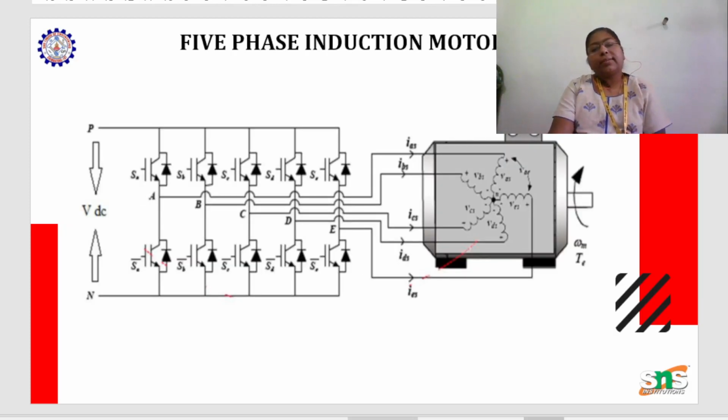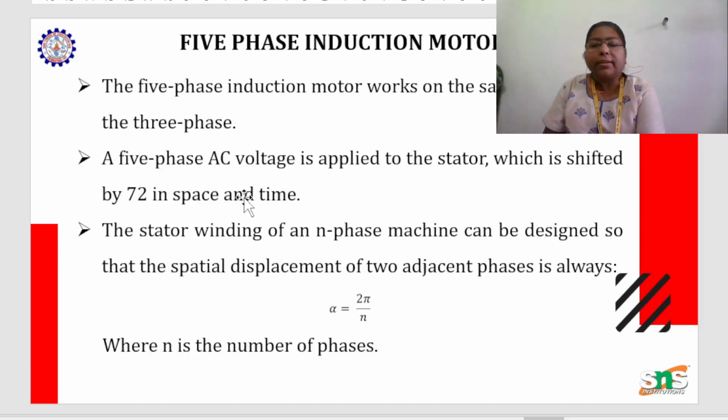This is a picture of a five-phase machine where you have a DC link voltage given to an inverter, and if you see a five-phase inverter, you see five legs, and you see a winding also of five phases. If you take up the five-phase induction motor, the operating principle is similar to that of a three-phase induction motor. The same principle is applied over here also.